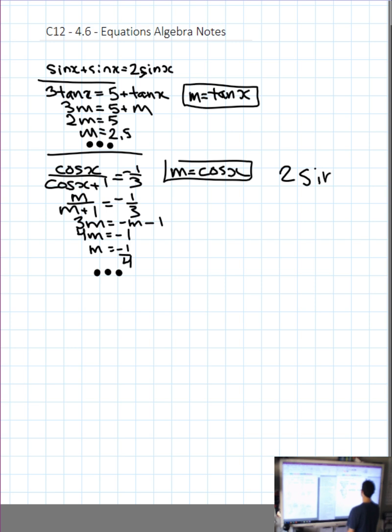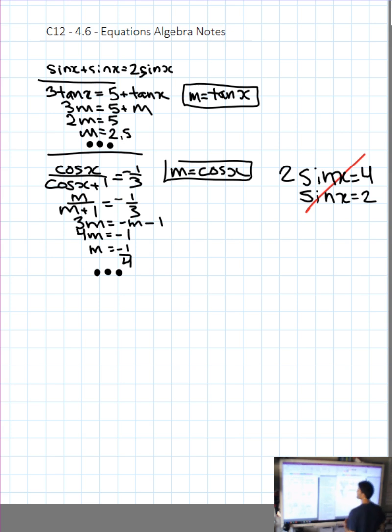2 sine x equals 4. Well, if I divide both sides by 2, sine x equals 2. And I know that sine can't equal 2, so that has no solution. Sine can't be outside of 1 and negative 1 on the number line.